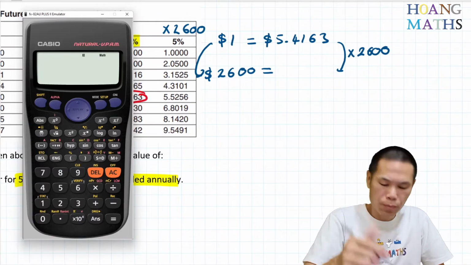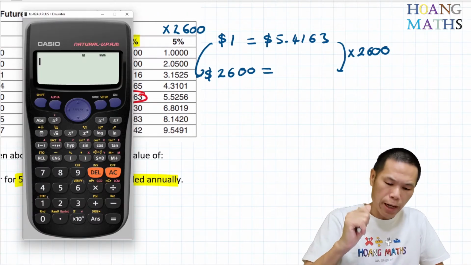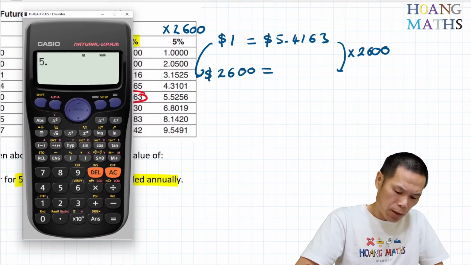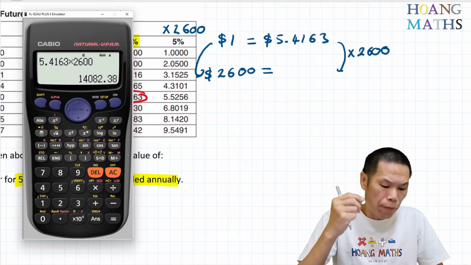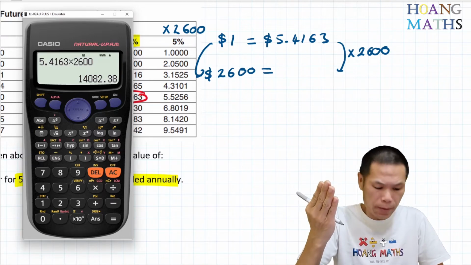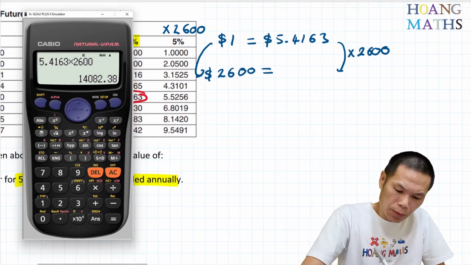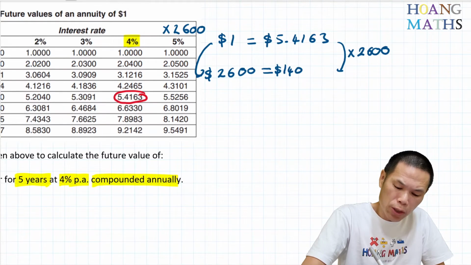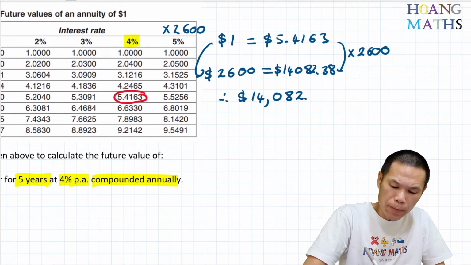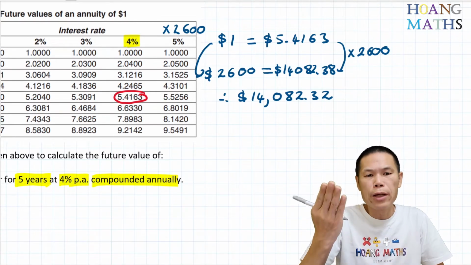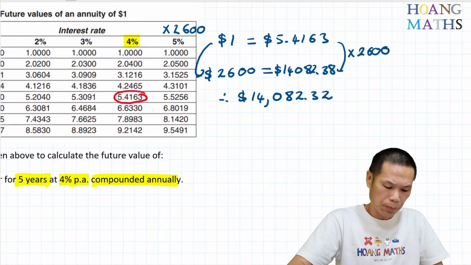Now I just put that on a calculator. 5.4163 times by 2,600. So there you go, that is $14,082.38. So therefore the future value is $14,082.38. So there you go, that is the future value.